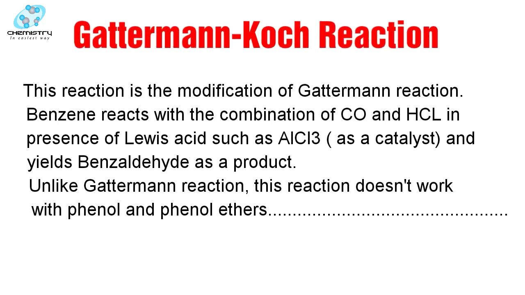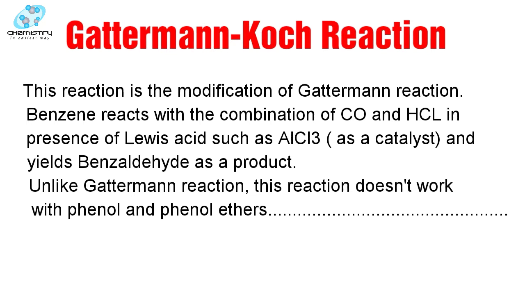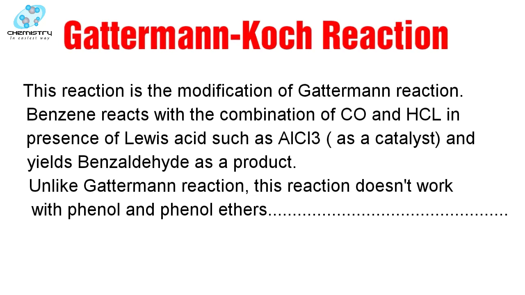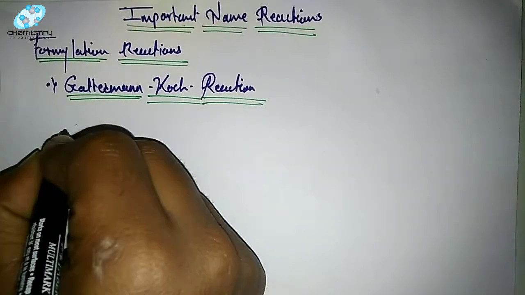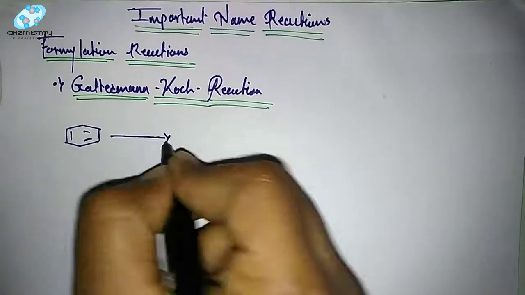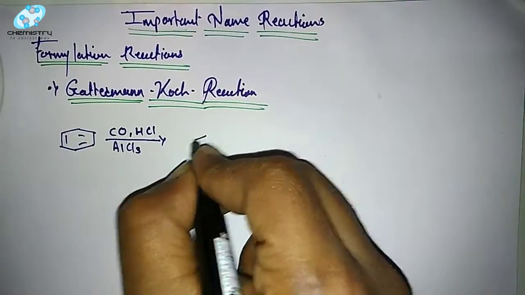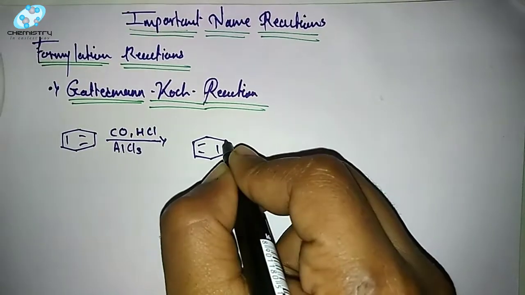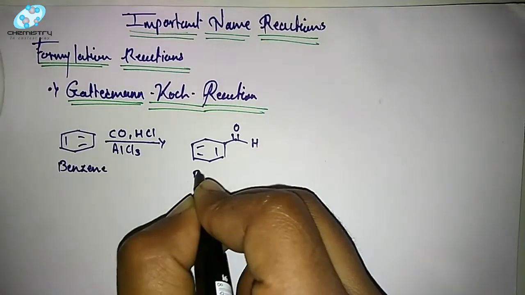So the reaction is like benzene reacts with CO and HCl in presence of AlCl3 and gives benzaldehyde as a product. The most important fact about the reaction is, unlike the Gattermann reaction, this reaction doesn't work with phenol and phenol ethers. So here is the Gattermann-Koch reaction, where our benzene is going to react with carbon monoxide, HCl, in presence of AlCl3, and going to give benzaldehyde as a product. The formylation occurs on the benzene ring.